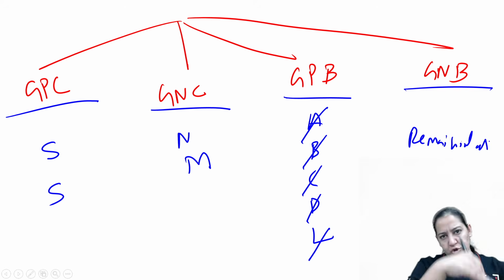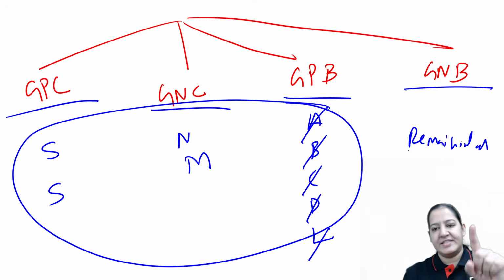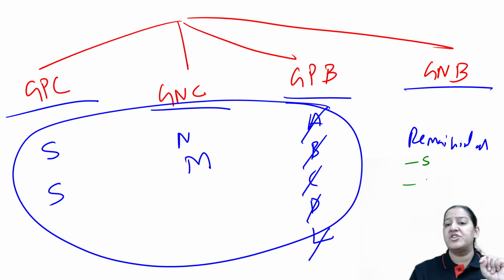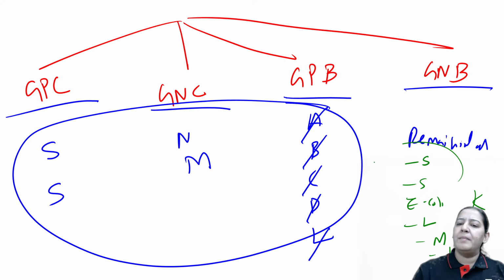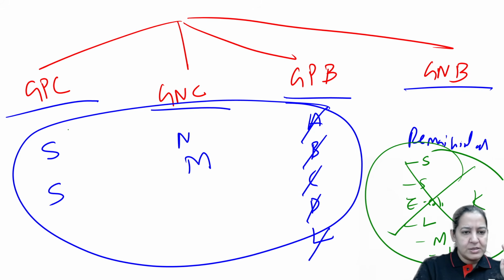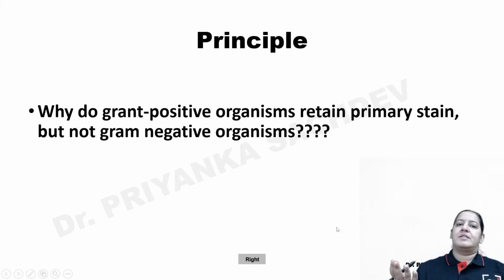Whoever is left after excluding these, all of them. Now it can be Salmonella, Shigella, E. coli, Klebsiella, it can be Mycoplasma, it can be Proteus, it can be anyone. So the remaining all, don't learn the list. Here 2, here 2, here 5. So except these, everyone is gram negative bacilli. So this is the classification. Everyone give me a thumbs up.